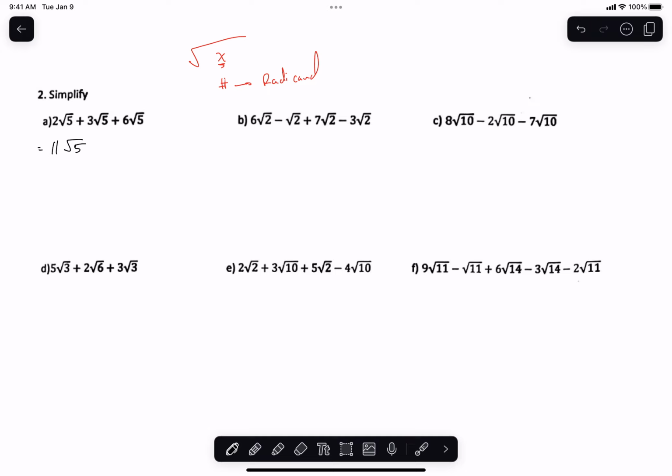6 root 2 minus 1 root 2. You can put a 1 out front, no problem. Plus 7 root 2 minus 3 root 2. 6 minus 1 is going to be 5, plus 7 is going to be 12, minus 3 is going to be 9 root 2s.